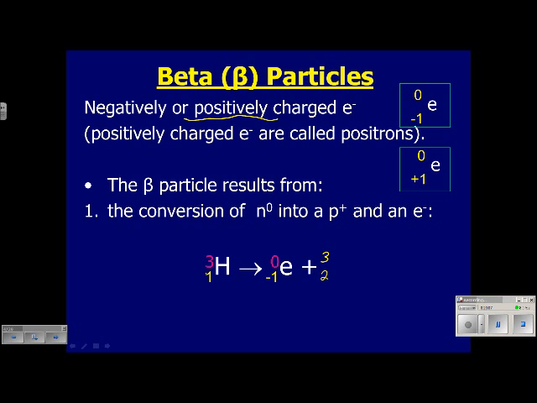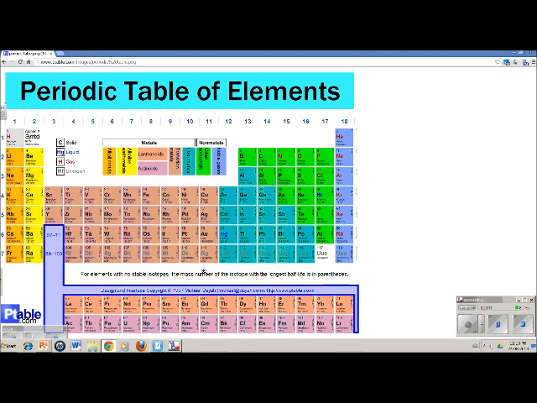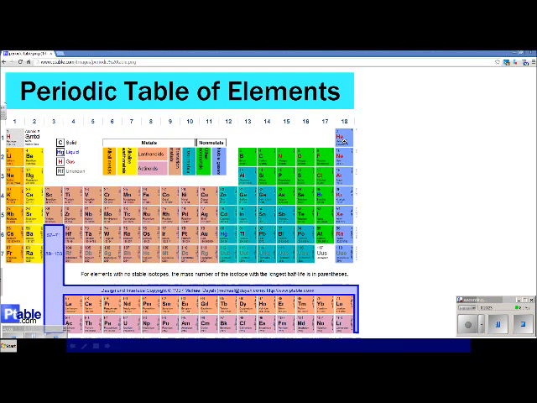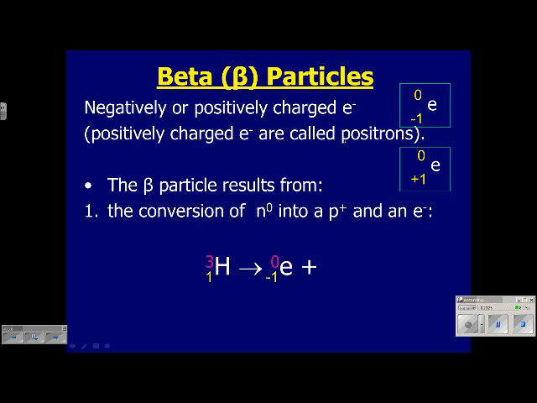So what atom does that get me? Well, now I need to look up my atom that has an atomic number of 2, and you'll take a look here, atomic number of 2, helium, there it is. So let's switch back here. And that turns that into a helium.